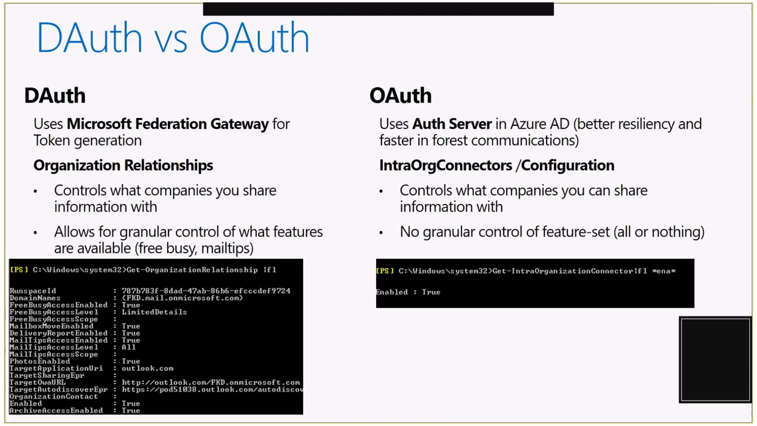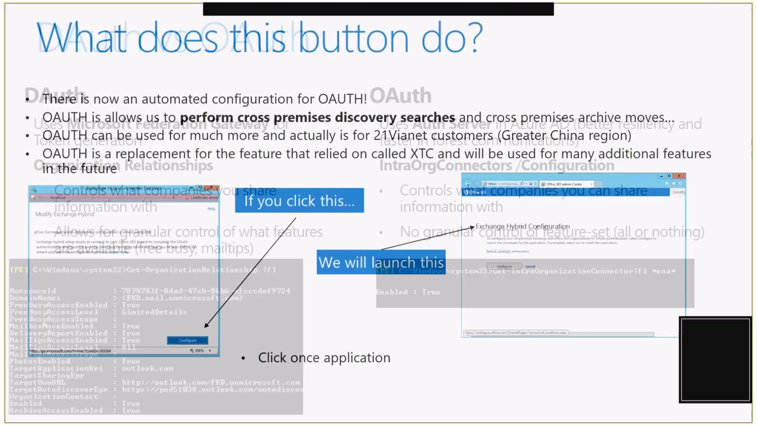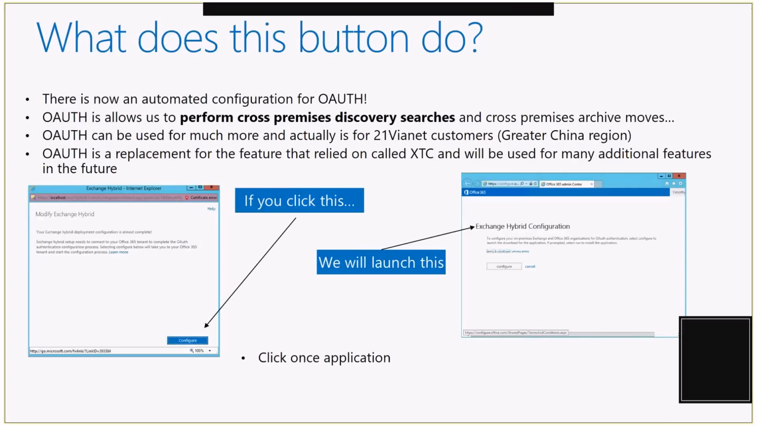How do you configure OAuth? Well, you go through the Hybrid Configuration Wizard, and assuming that you have Exchange 2013 SP1 or later, and you're running HCW from at least 2013 CU5, then you will see this new configure button at the end of the Hybrid Configuration Wizard. That will take you seamlessly into the OAuth configuration wizard.